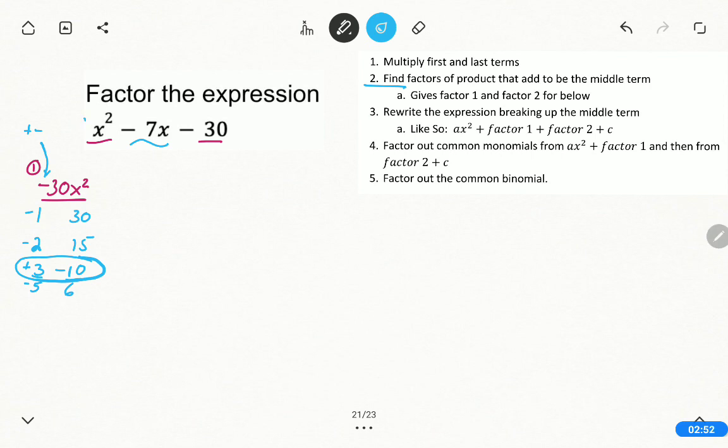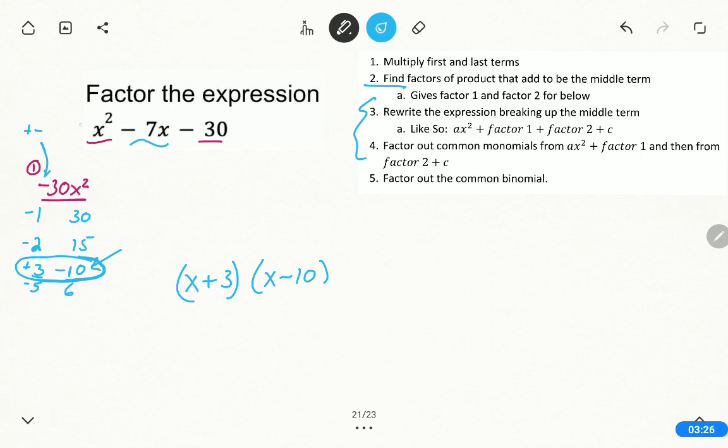Now, since there is no leading coefficient, we can do this a very short way by skipping over the next two steps and just writing out the factors. If there is no leading coefficient or no value for a, so if that number beside x squared is 1, we can skip steps 3 and 4, which is what we're going to do here. The factors will come out to be x plus 3 and x minus 10 based on the two factors we found the combination for earlier.